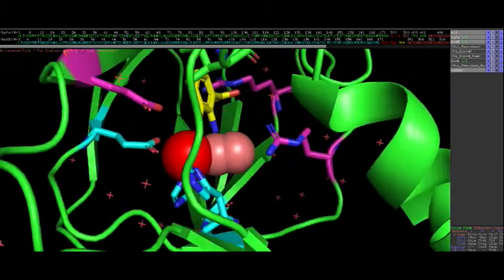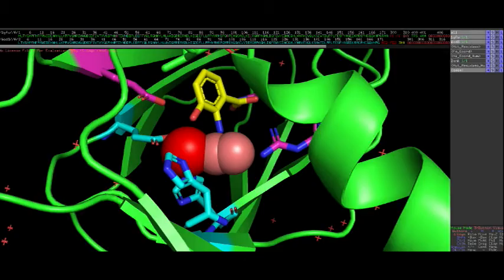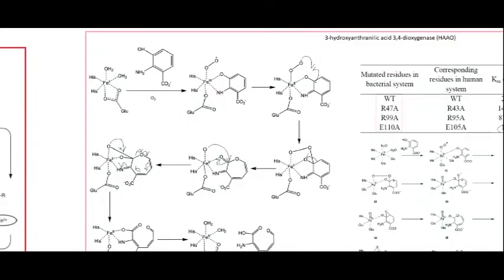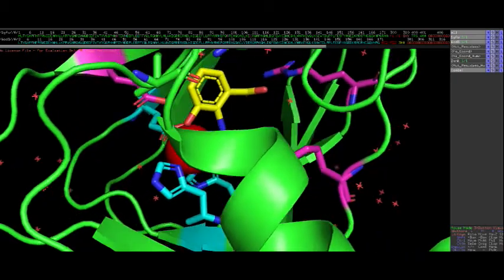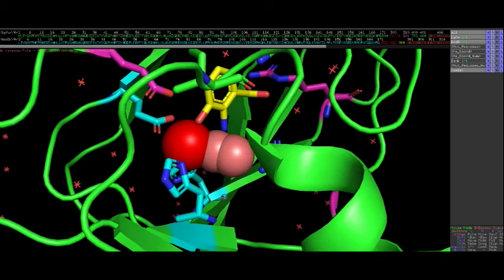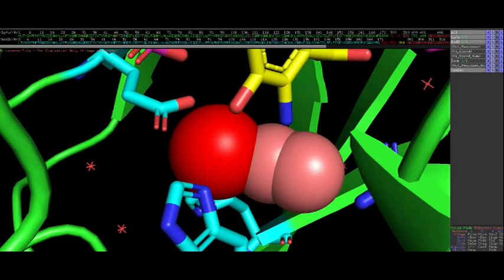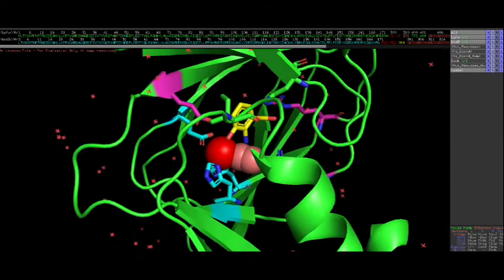We can see how these oxygens are being brought close to the substrate there, so that it can actually react with the substrate. And in fact, this oxygen here, this hydroxyl group, and this amine group seem to be coordinating with the iron in the bright red there.